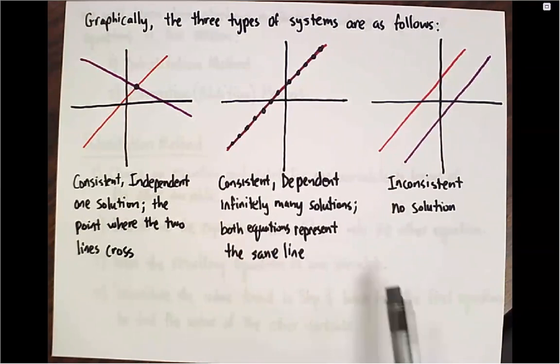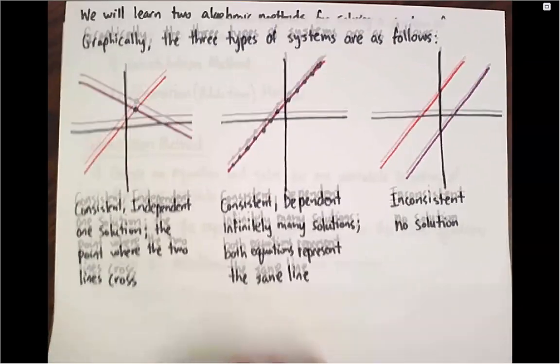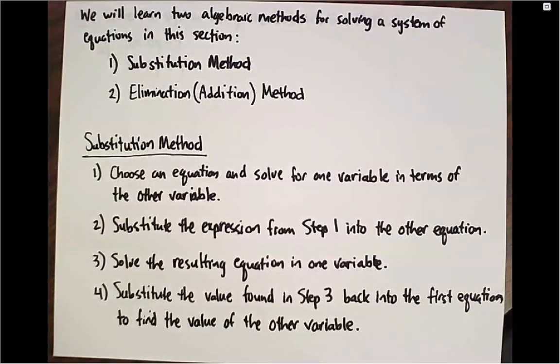And again, we're not gonna solve by graphing. You took intermediate algebra, you did that in that class. We're gonna use algebra to solve them. And there are two methods using algebra that we're going to learn if we don't already know them, and use to solve a system of equations.